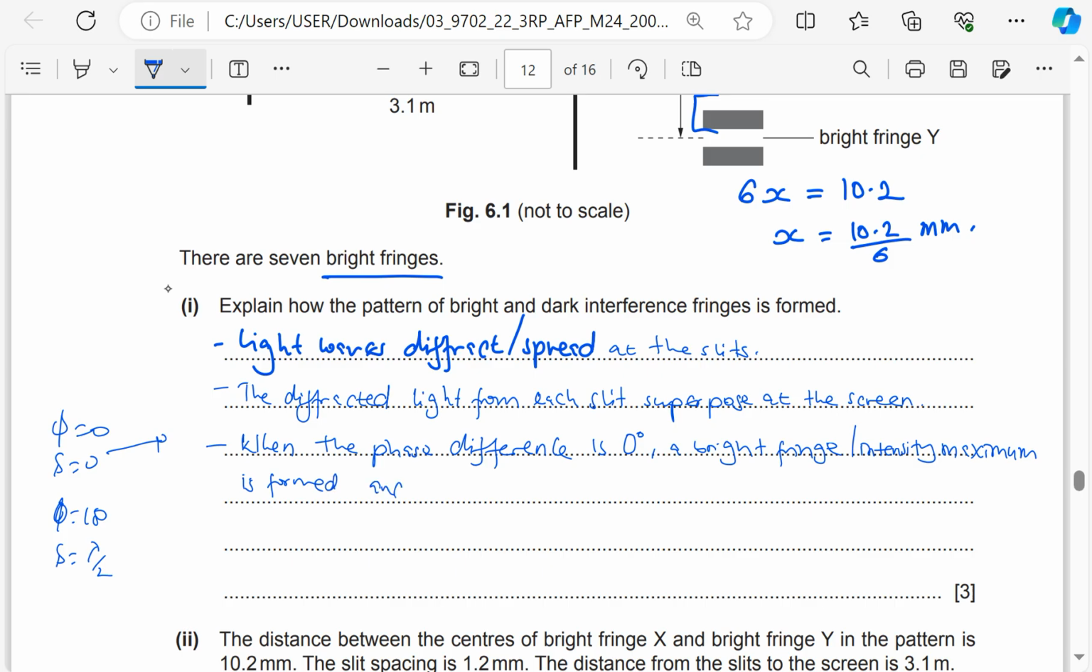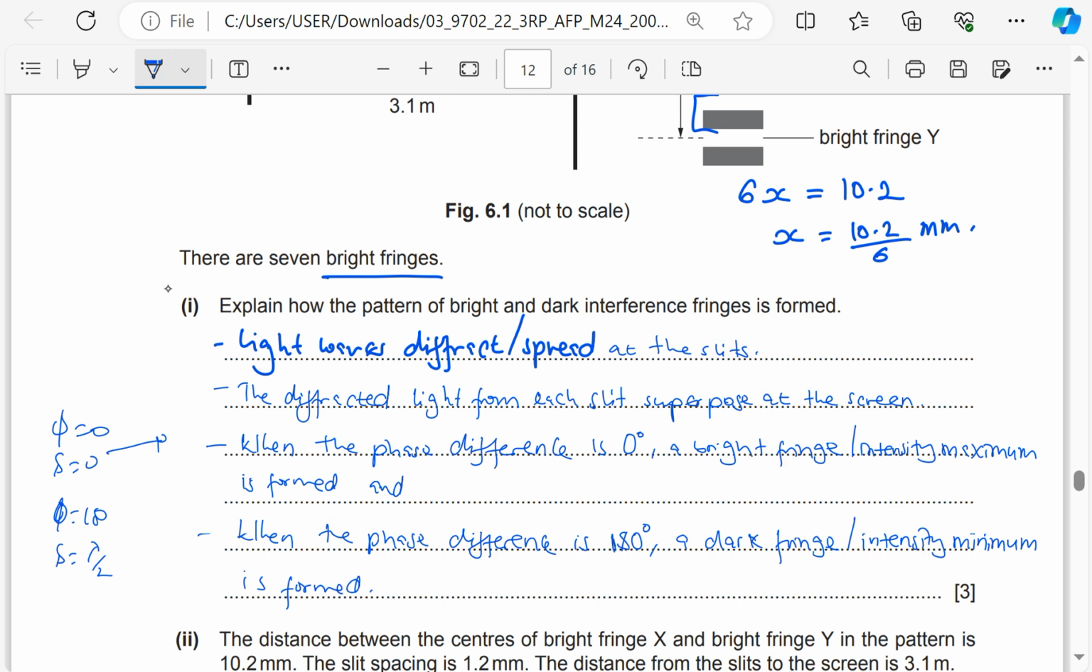And when the phase difference is 180 degrees, then of course that means a dark fringe or an intensity minimum is formed. A dark fringe, or call it intensity minimum, is formed.